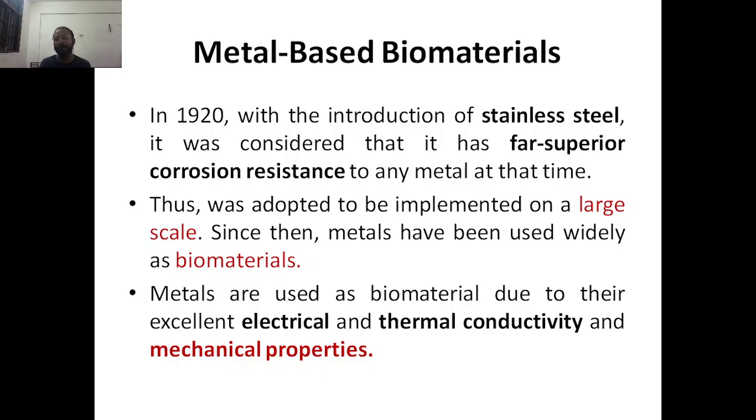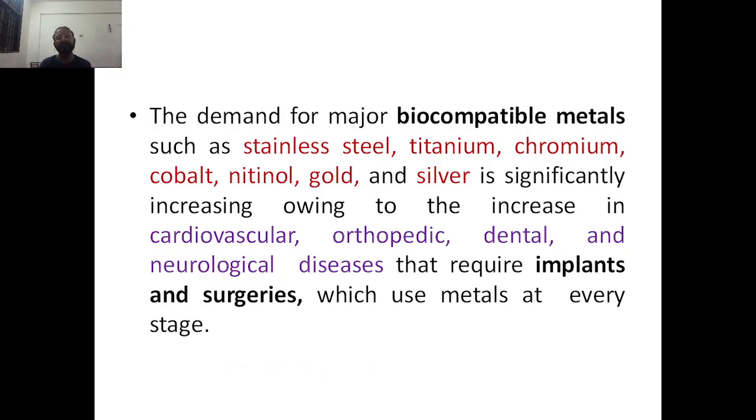And one important property, we already know that compared to polymers, metals have great mechanical properties. So electrical and thermal conductivity and mechanical properties. Now the demand for major biocompatible metals such as stainless steel, titanium, chromium, cobalt, nitinol, gold and silver has significantly increased owing to the increase in cardiovascular, orthopedic, dental and neurological diseases that require implants and surgeries, which use metals at every stage.